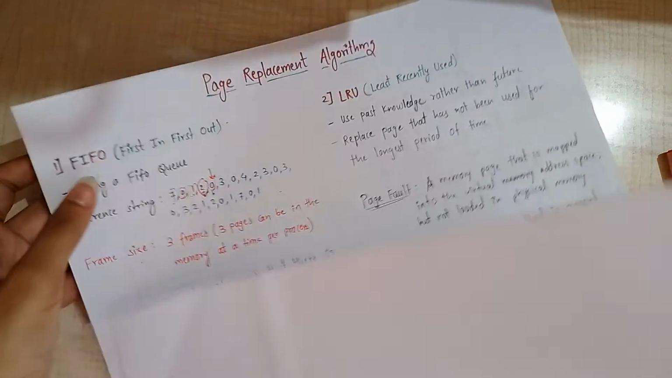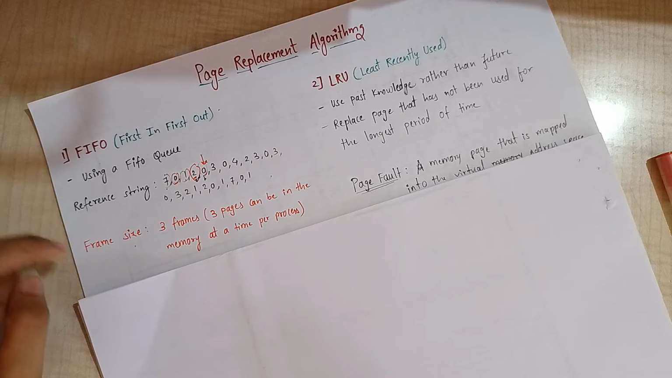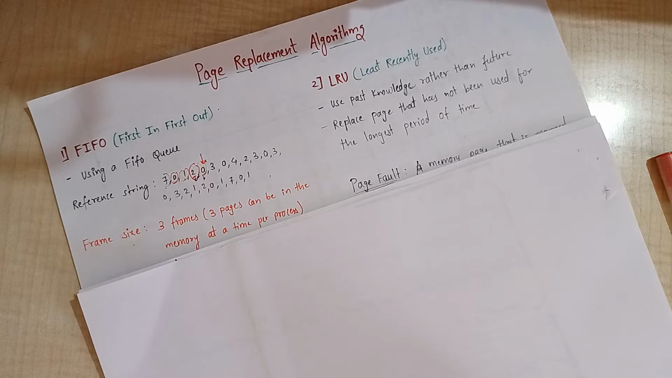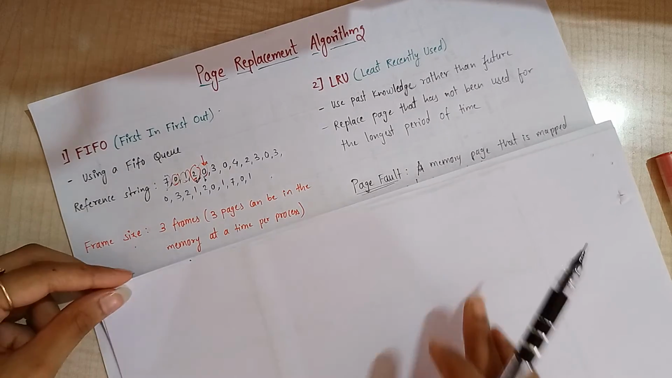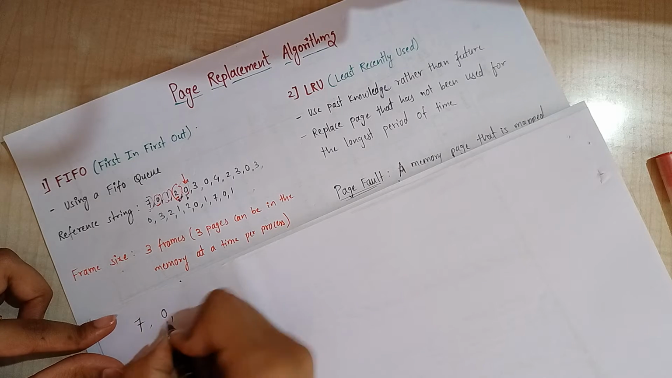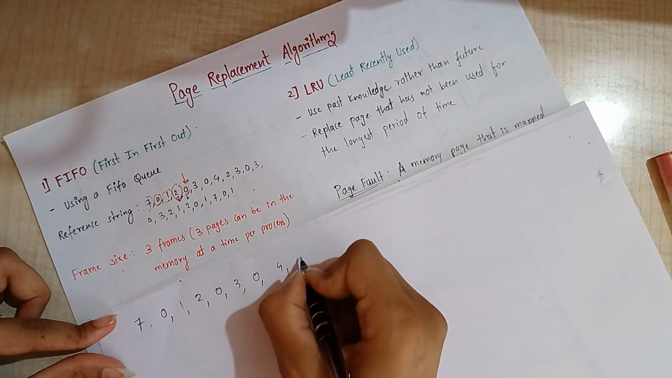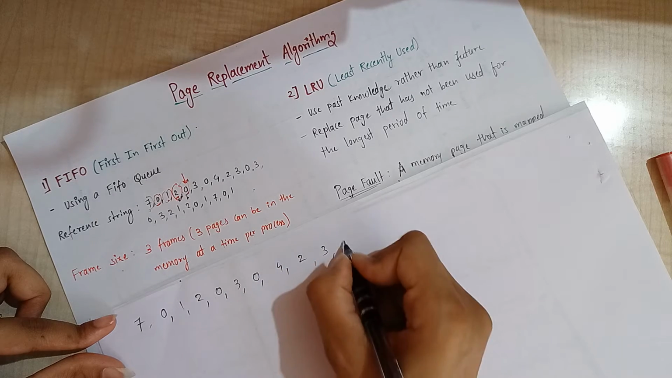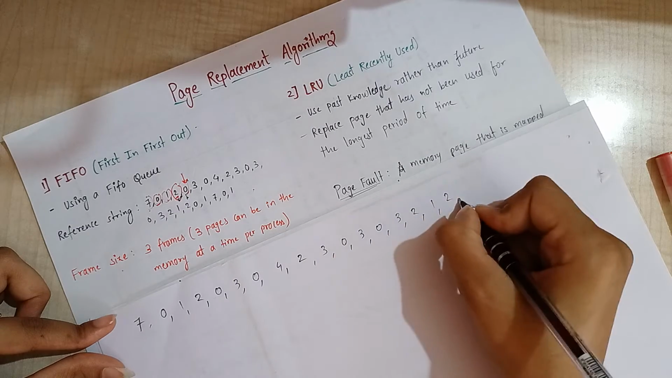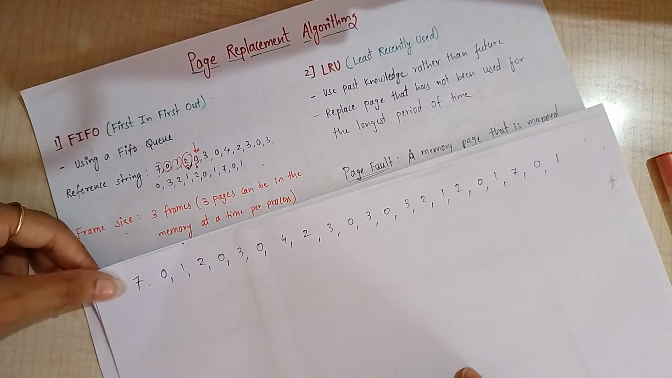There are two basic things that you have been given in order to solve the example, that is reference string and the frame size. What is frame size? It is the maximum number of pages that could be inserted into the frame. So let me write the reference string here. It is 7 0 1 2 0 3 0 4 2 3 0 3 0 3 2 1 2 0 1 7 0 and 1. Now you're good to go.